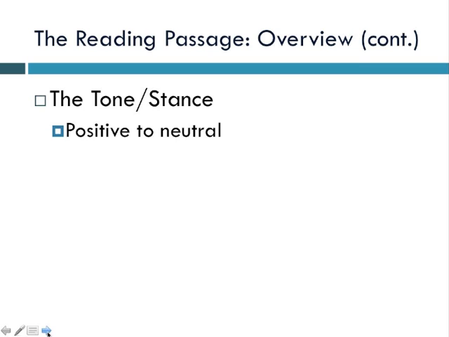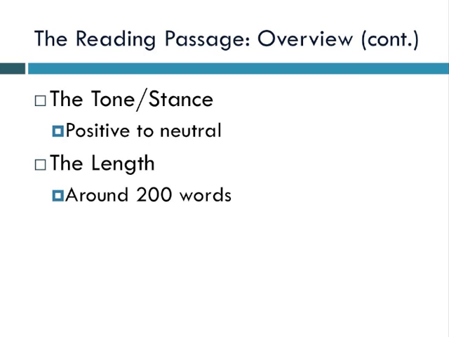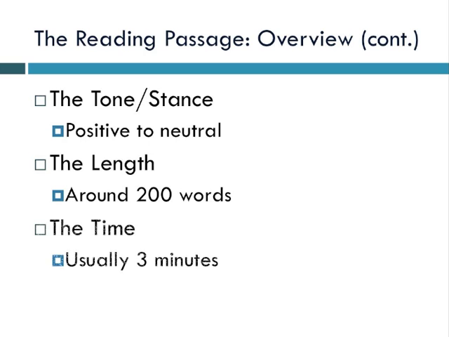Now, in terms of the stance or the tone, we're going to talk more about the stance of the professor in just a moment. But generally, you will notice that the reading will mostly be either positive or at least neutral in its particular tone or stance. So you'll notice that the reading itself will not be examining any negative ideas about the topic it's discussing. The reading itself also might be around 200, possibly more, but generally 200 to 250 words. And you're usually given 3 minutes to read the passage itself.